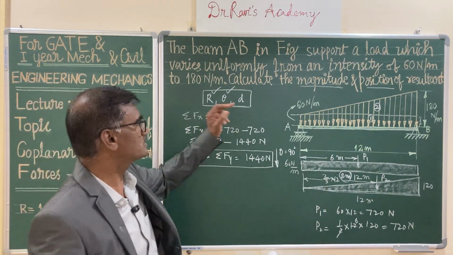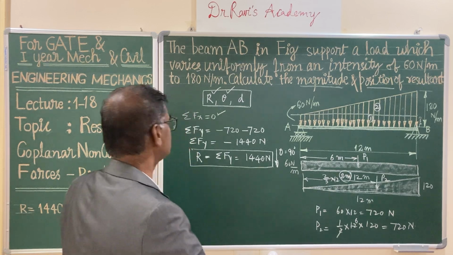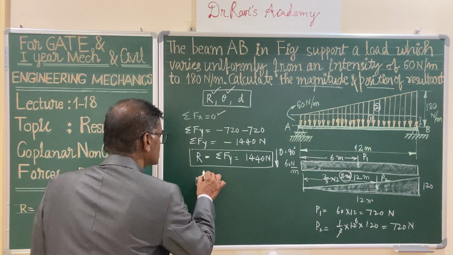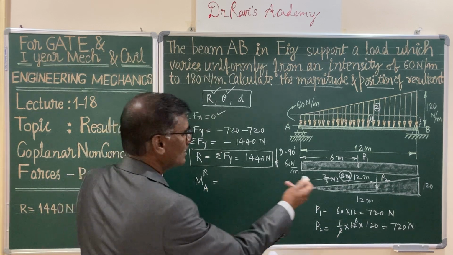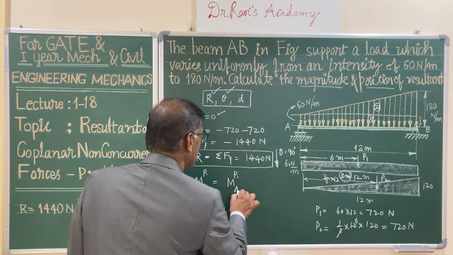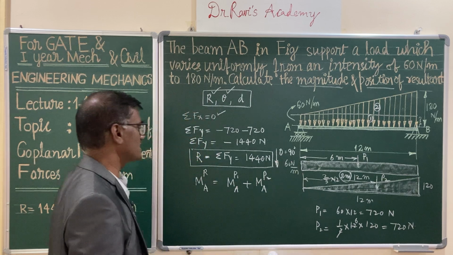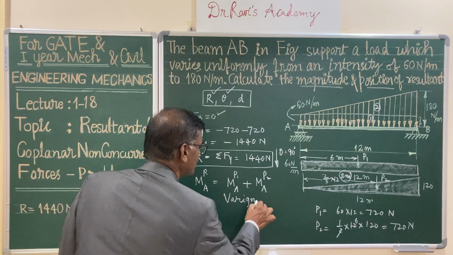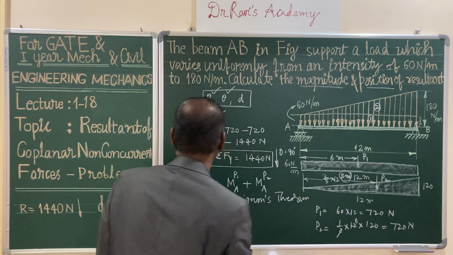Now you have to locate the position of the resultant force. To locate the position of the resultant load, let us apply Varignon's theorem. As you know very well, the moment of the resultant force R about point A, the left hand end, is equal to the moment of its component forces, P1 about A and P2 about A. So this is Varignon's theorem, and now let us write the moment equation.